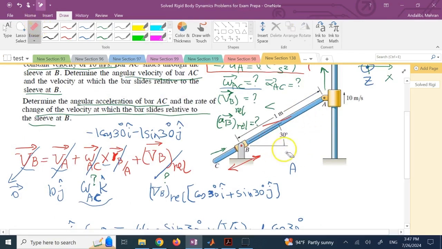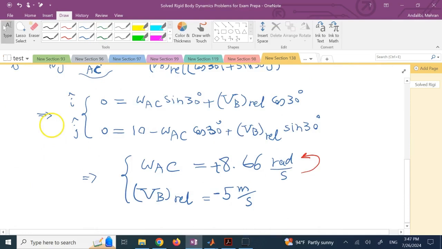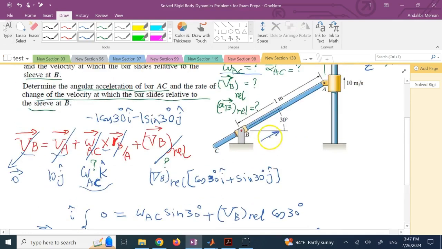And what does that negative VB mean? Okay, let's look at that meaning of negative VB. So remember, we said that VB is in this positive cosine 30, sine 30. So we said VB relative is in this direction, but the number we ended up with was negative. So the actual VB relative, guess what? It is in this direction. It is opposite of that unit vector. So this is VB relative. Relative to what? Again, relative to this member.